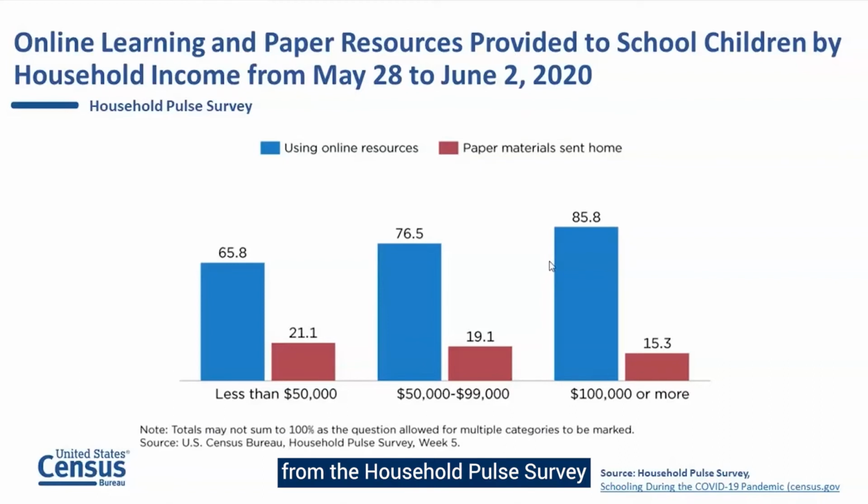And this comes from the Household Pulse Survey, Week 5. It shows that high-income households with children were using online resources at higher rates than those in lower-income households. For example, for households with incomes of $100,000 or more, 85.8% of children reported using online resources for distance learning. By contrast, only 65.8% of people in households with income of less than $50,000 and 76.5% of households with incomes of $50,000 to $99,000 reported that children were using online resources. So we see some different percentages here by income category.